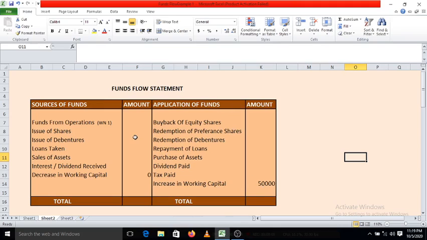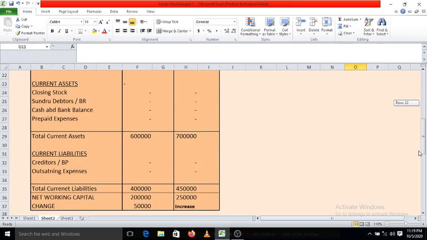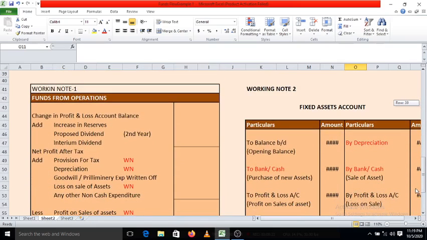Now we have to go to funds from operation. We will first find out working note number 1, funds from operation. Here we have to start with change in profit and loss account. Where will we get this change in profit and loss account? That is in the balance sheet.